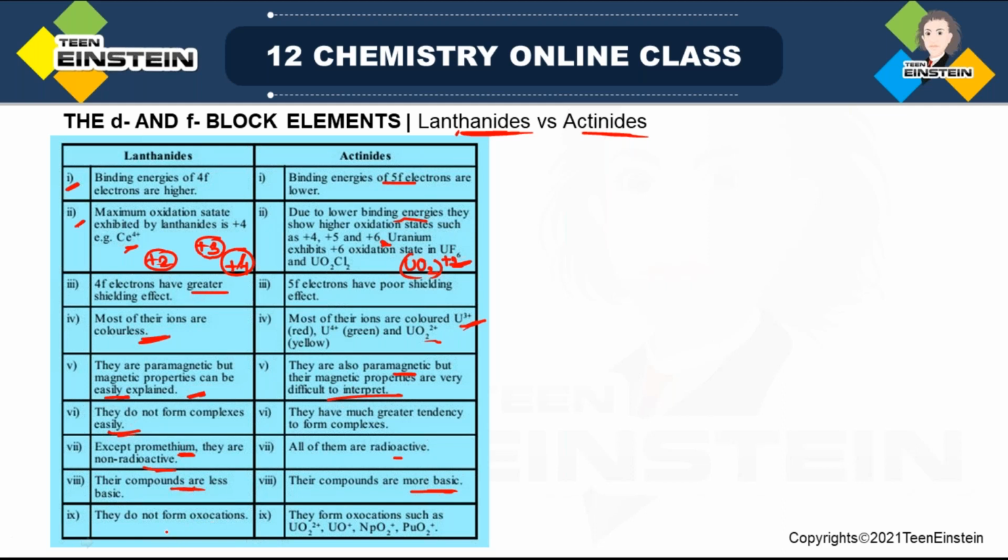One example we have already seen, which is UO2 2+. And neptunium, plutonium, they also form oxocation. That means they will form some positively charged species, cation, but there will also be presence of oxygen. That is known as oxocation. Fine. So these are the differences.